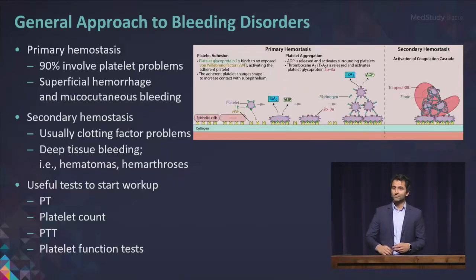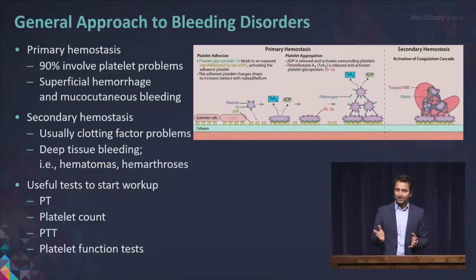Then, to bring it home afterwards, secondary hemostasis is driven by the coagulation cascade. All the clotting factors, factor 7 and 8 and 9 and 10, that's secondary hemostasis, which happens after the platelet plug is formed in the first 12 to 24 hours. So why does this matter to you?